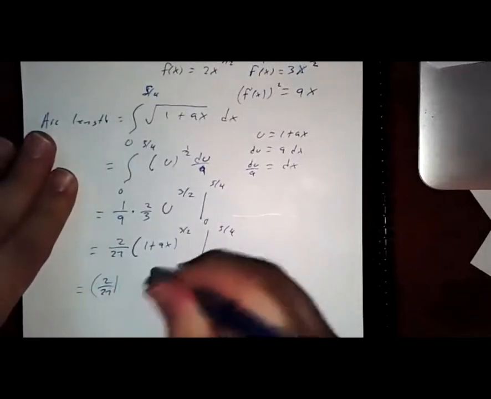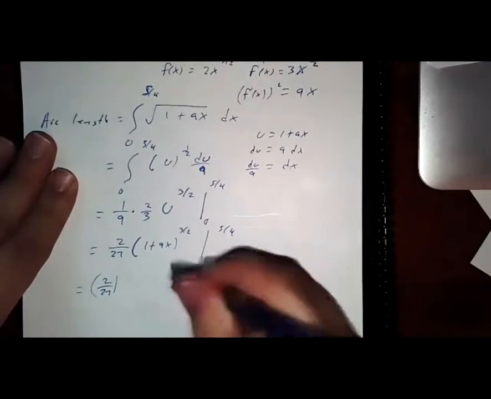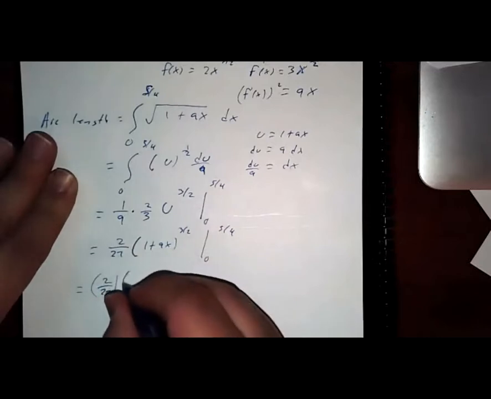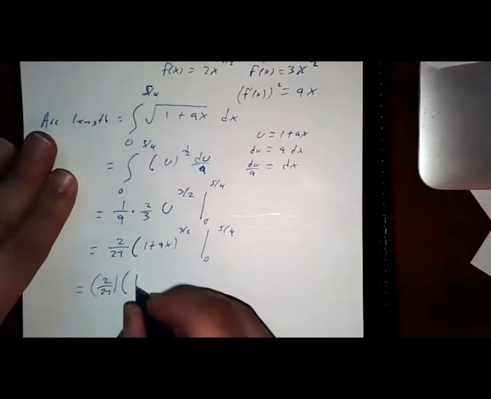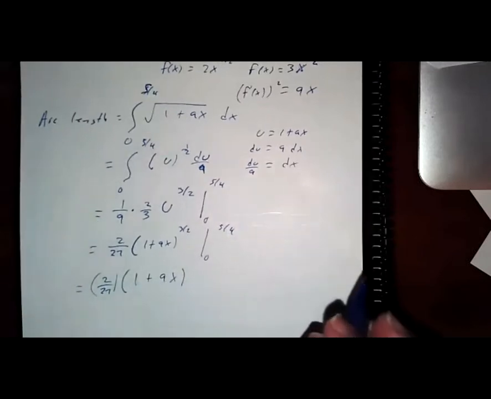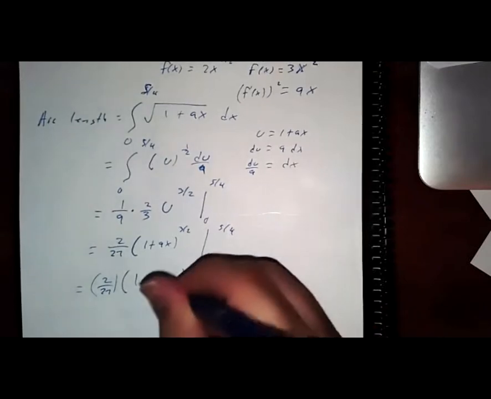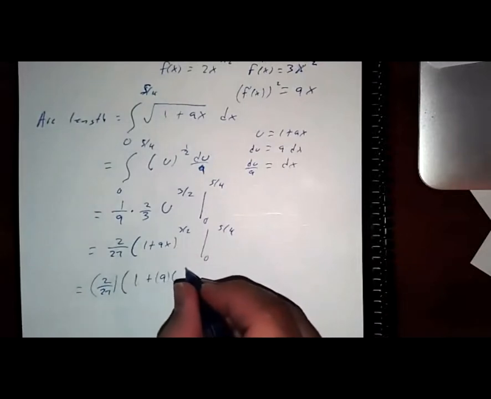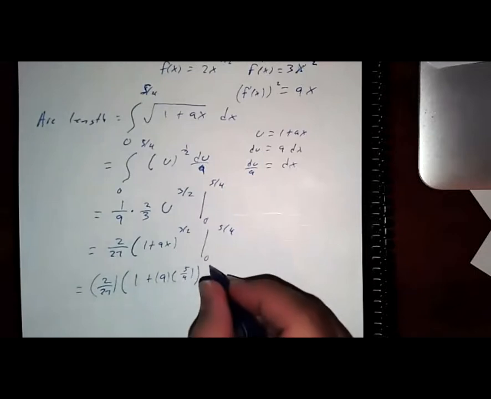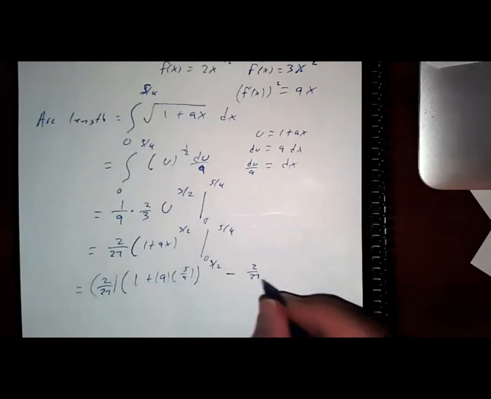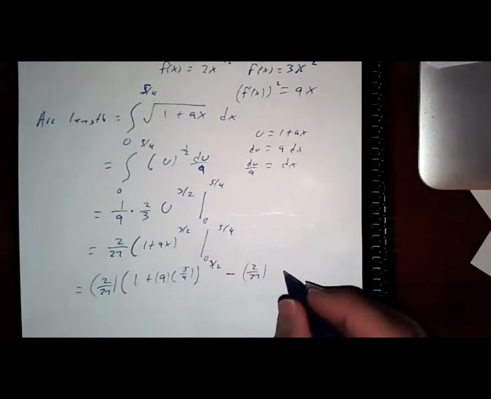That looks really ugly. Let me fix that. Minus 2 over 27 times 1.